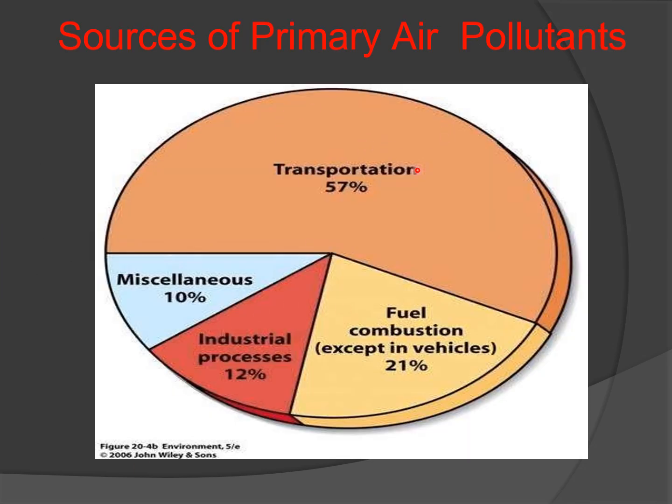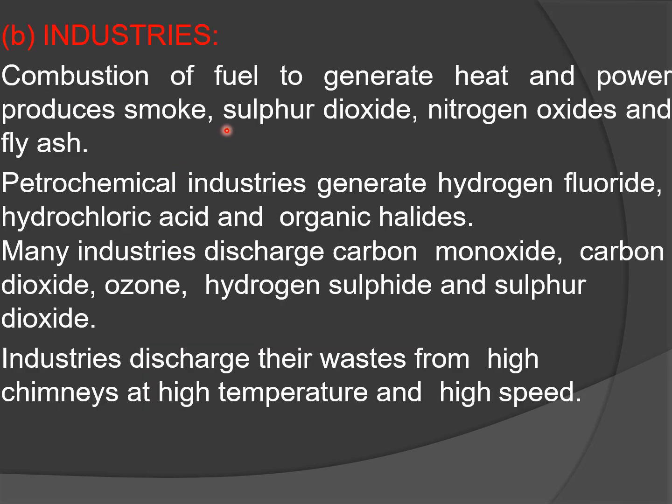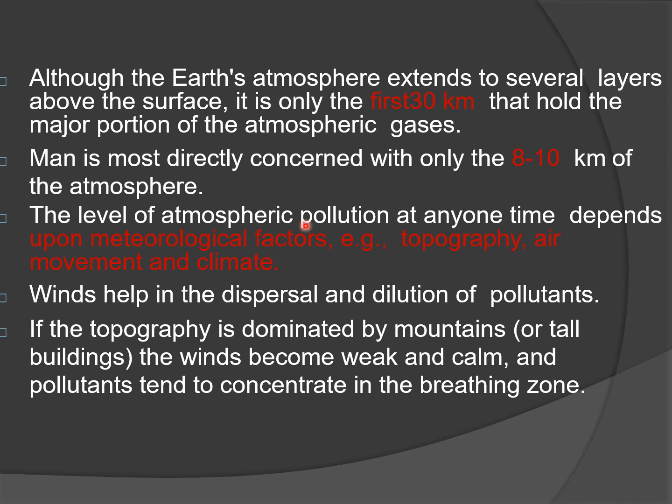So the primary sources of air pollutants, what are all the activities? Transportation accounts for 57%, fuel combustion 21%, industrial activities 12%, and other miscellaneous activities 10%. The main sources of air pollution are automobile exhaust, industries, domestic sources, tobacco smoke, and other miscellaneous activities.